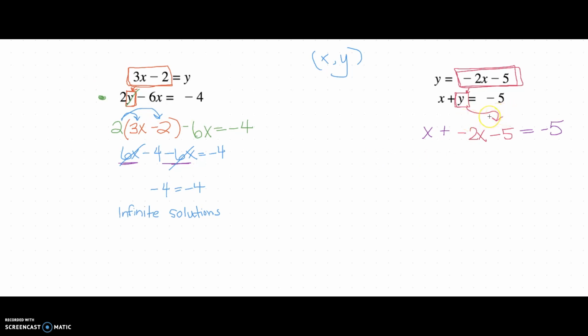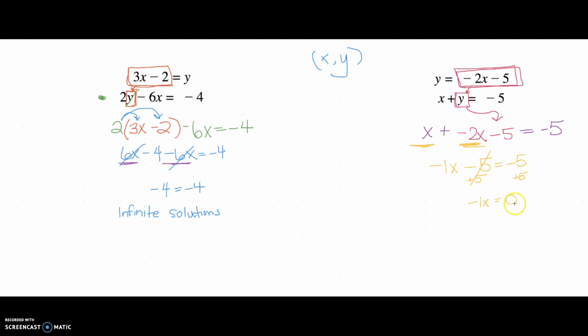So now I want to simplify. And so I want to combine my like terms first. So I see that we have an x and a minus 2x. So x minus 2x gives me negative 1x. Everything else stays the same. Then I want to get this 5 over to the other side. So I'm going to add 5 to both sides. And I get negative 1x equals 0.